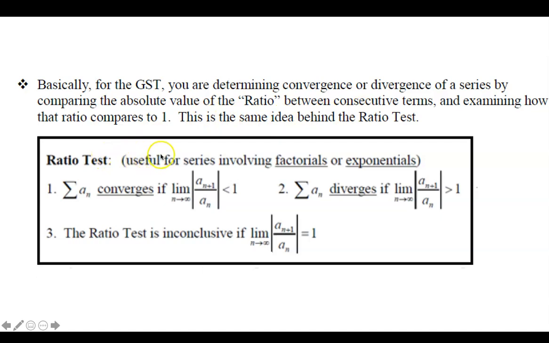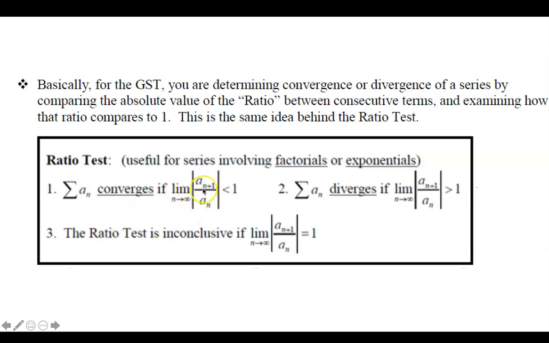Ratio test, useful for series including factorials and exponentials, especially factorials. This is a great test to use. What it says is that your series of an will converge if the limit as n approaches infinity of a sub n plus 1 over an is less than 1. What does that mean? What is an plus 1? What is an? Why am I dividing them? And why do I even care that it's less than 1?